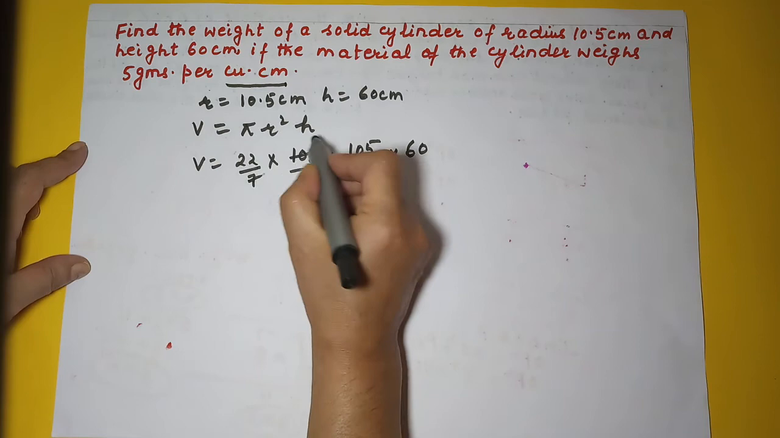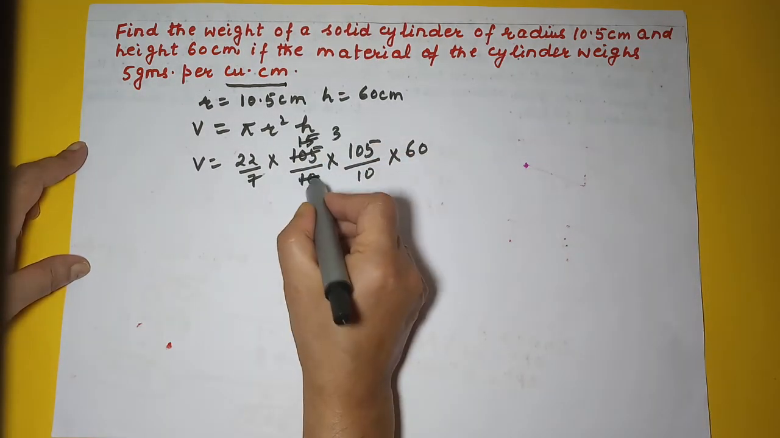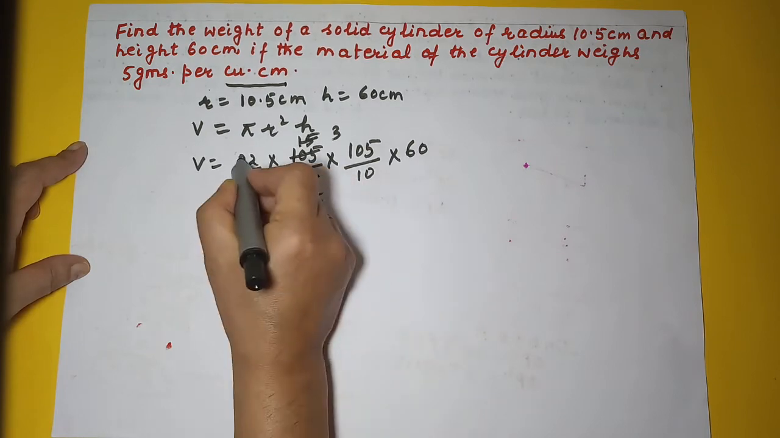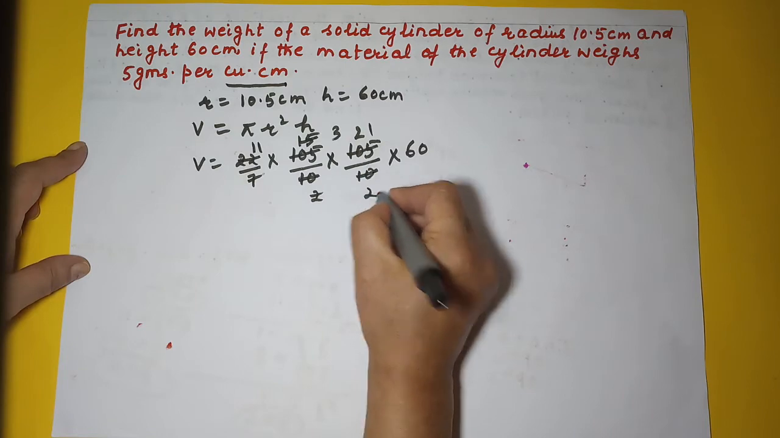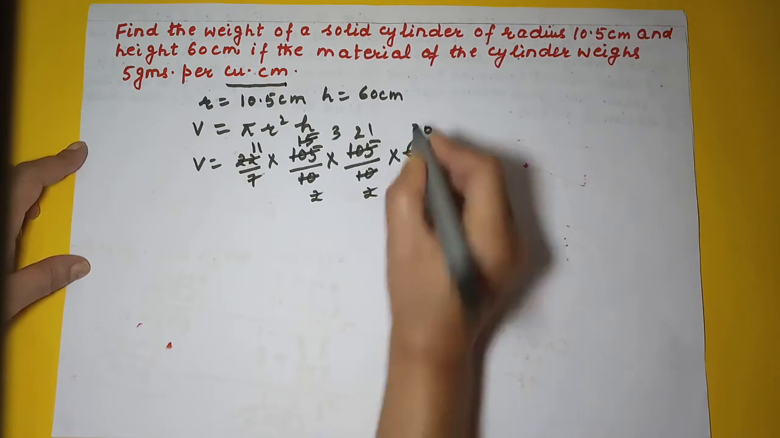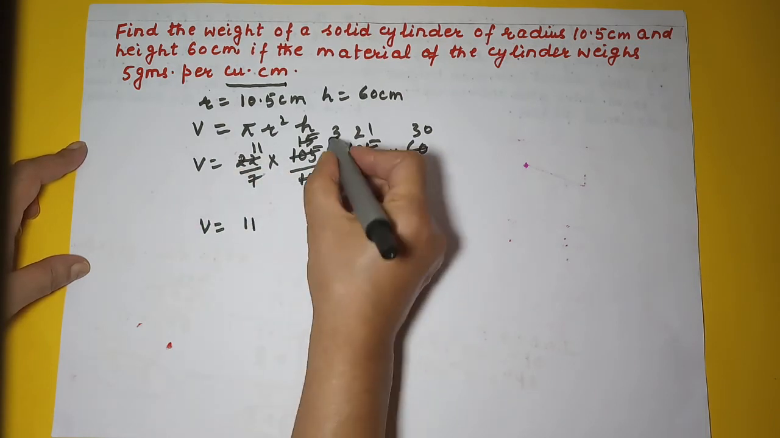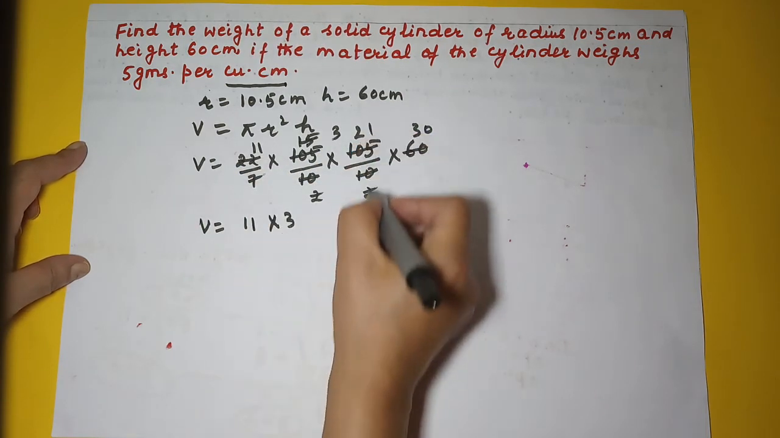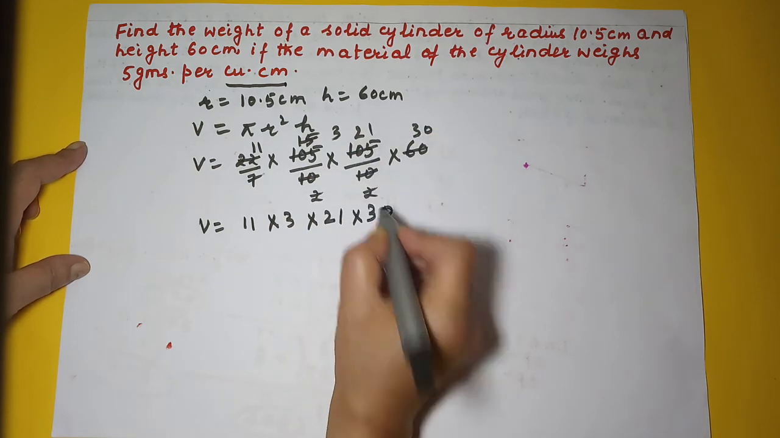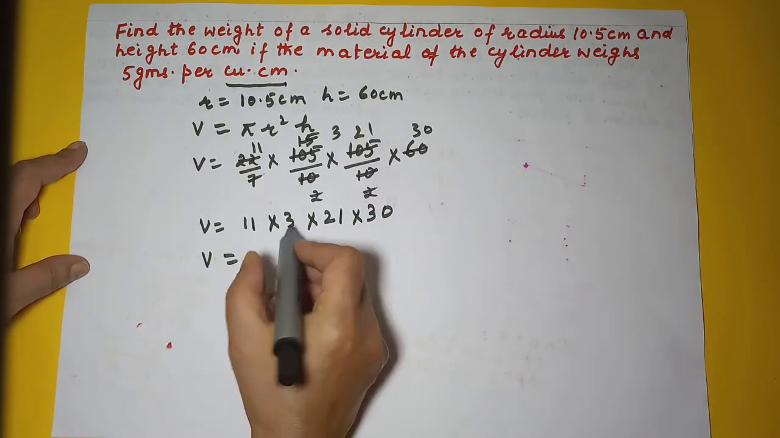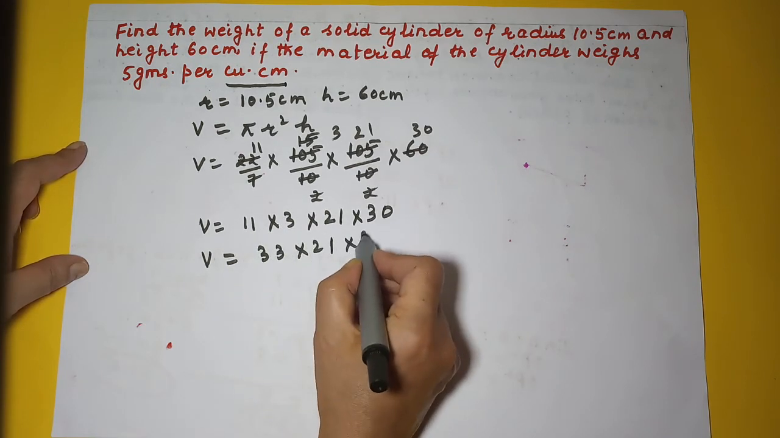So 7 ones are 7, 7 fives are 35. Then 5 threes are 15, 5 twos are 10. 2 11s are 22. Here 5 twos are 10, 5 ones are 5, 5 twos are 10. 2 30s are 60. So finally I am left with 11 here, 3 here. You have to be very careful. You should not miss any of the numbers. 21 into 30. So my volume is 33 into 21 into 30.